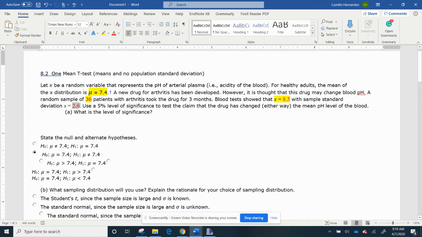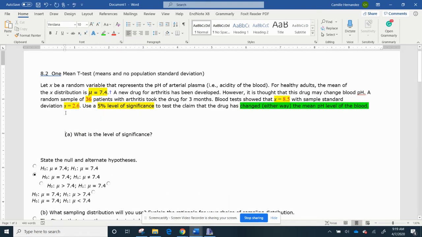Okay, when I copied this over, it lost a little x. So I'm going to break it down for you in just a minute and show you what everything is. Use a 5% level of significance to test the drug's claim that there has changed, either way, the mean pH of the blood. All right, I'm going to do this. I'm going to put it in a different color because I'm going to use it later. All right, so what do I have in the problem?